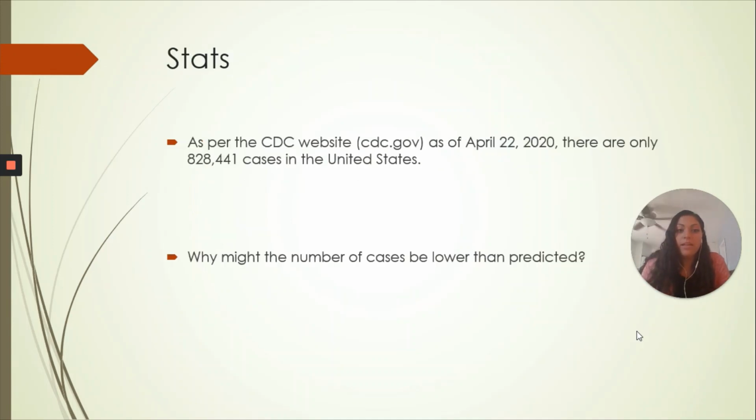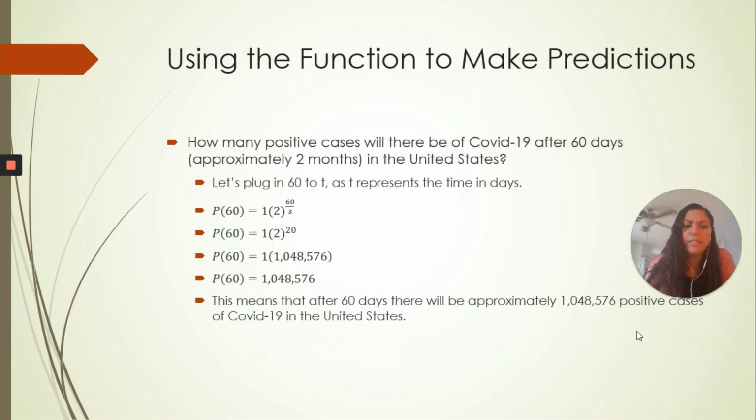Now, as per the CDC, let's look at some stats here. I literally went on the CDC website, cdc.gov, and as of April 22nd, 2020, there are only 828,441 cases in the United States. So does that mean that we are wrong? Or why might the number of cases be lower than predicted? Let's think about that. We're saying that in 2 months, and it's been in the US about 2 months, there were supposed to be 1 million. Does it mean we did it wrong? Or what could be happening?